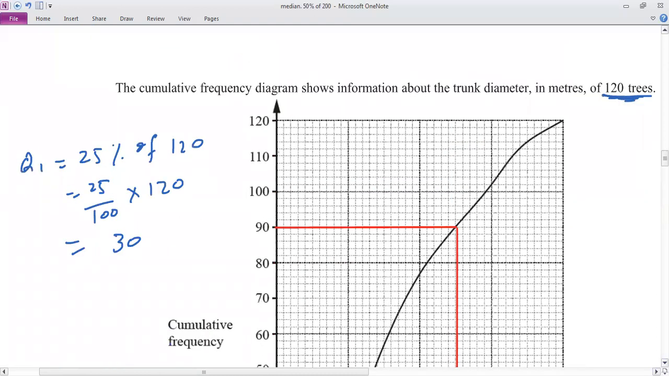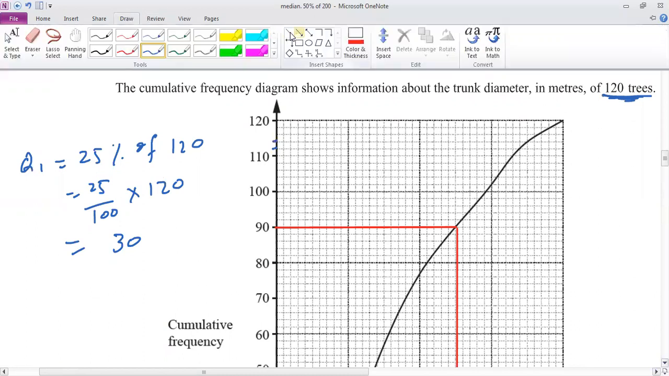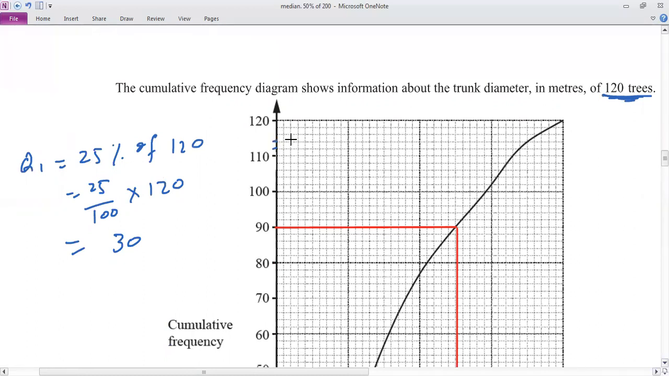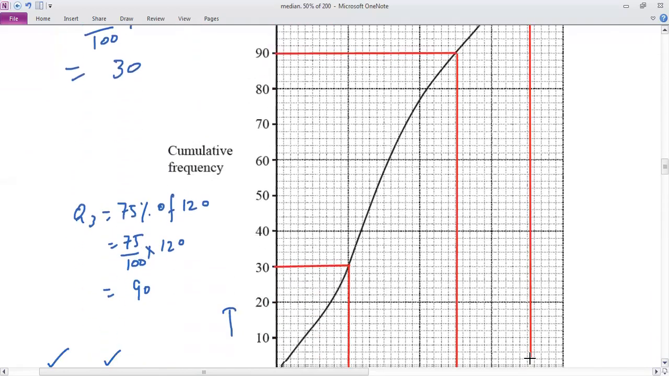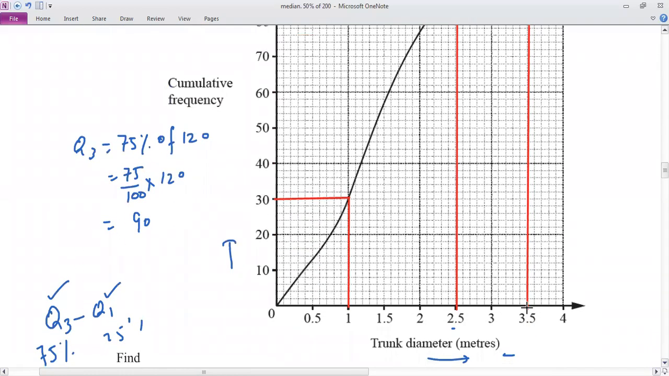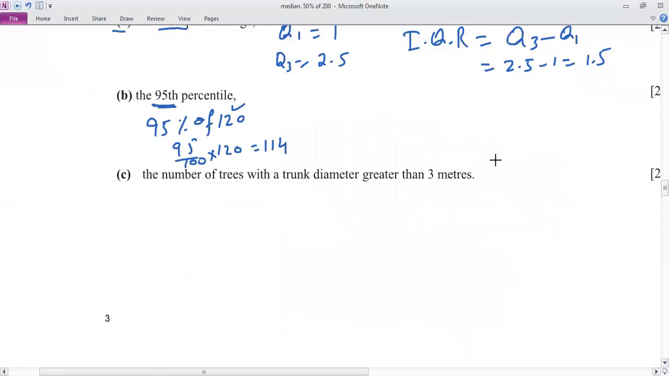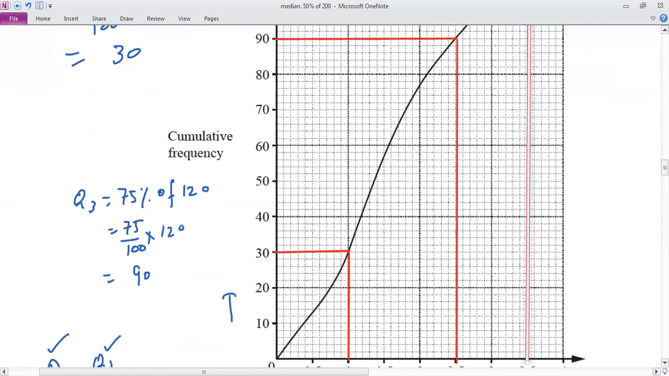Each box is showing 1, 2, 3, 4, 5. Each box is 4. So this is 100. No, each box is showing 2, because it's 2. So this is 112, 114. This is 114. So from 114, draw the line where it comes here, and from here come down, because we are finding the 95th percentile. What is that one? 3.5. So the 95th percentile is 3.1.